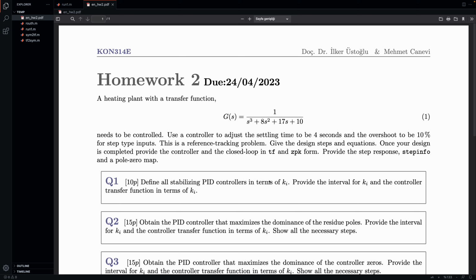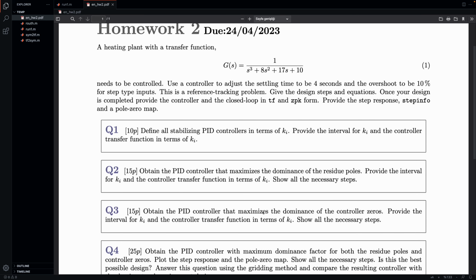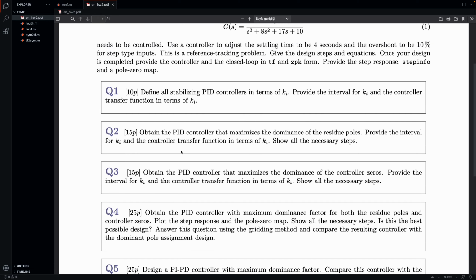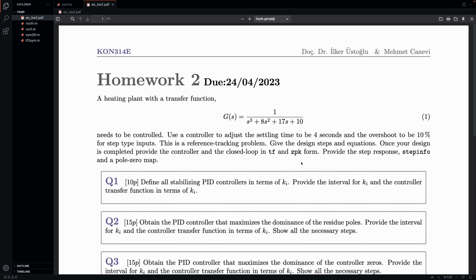Now, again, the same is going to be happening for this homework 2, where you are going to basically look at all the questions and then refer to this TF-ZBK and the step response, etc. I'm going to do my best in creating the plots, but sometimes I might skip the pole zero map here because I'm trying to explain the solution here and I'm not creating a report myself.